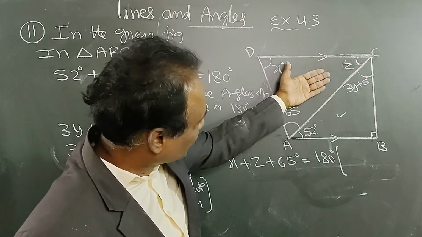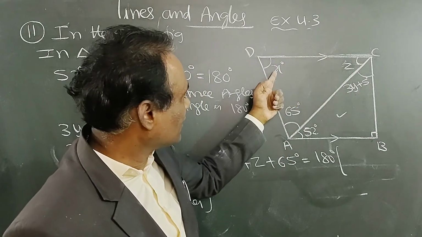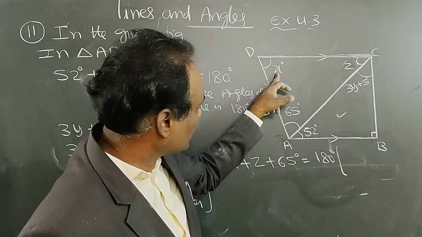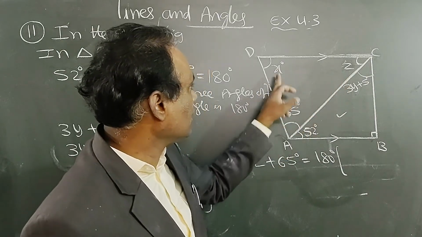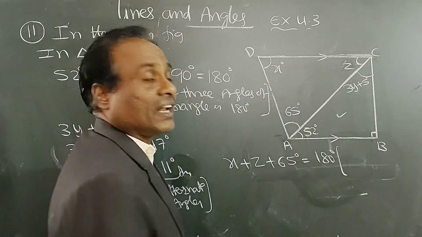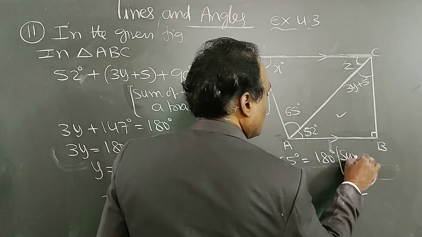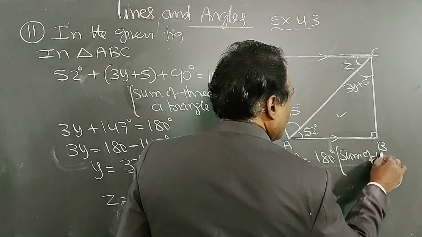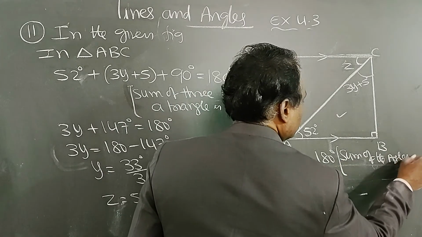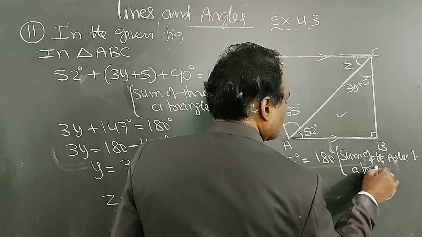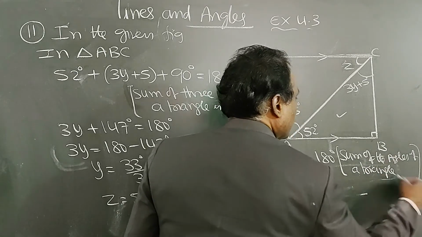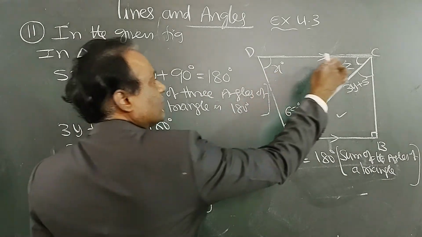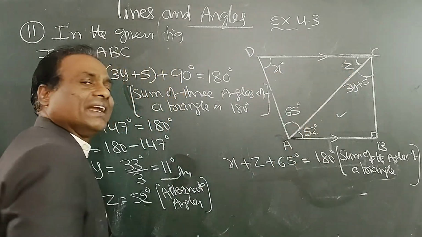This is another triangle. This side is another triangle. This triangle has three angles: this is 1, this is 2, this is 3. The sum of the three angles in a triangle is 180 degrees. The sum of the angles of a triangle is 180 degrees. This angle plus this angle plus this angle is equal to 180.